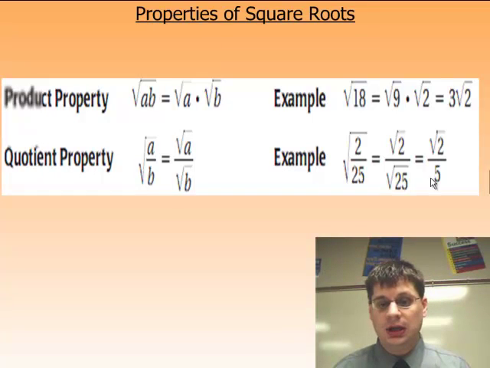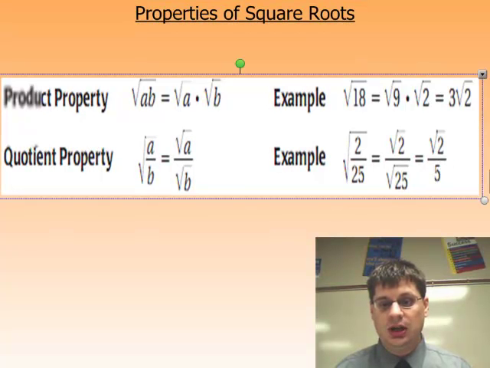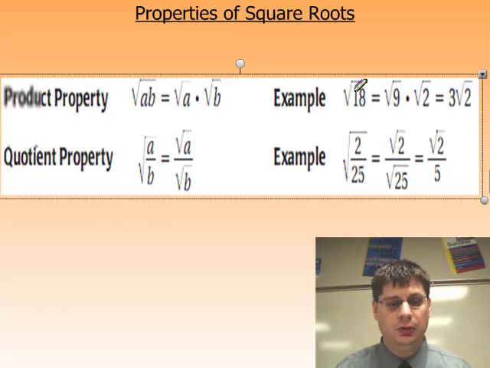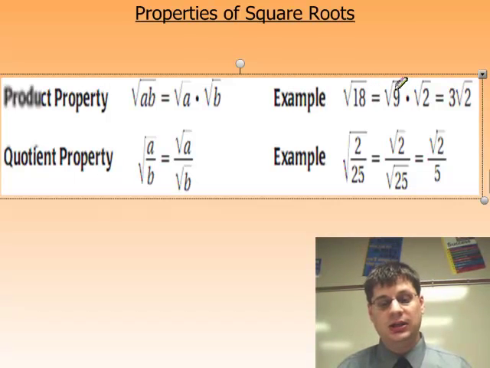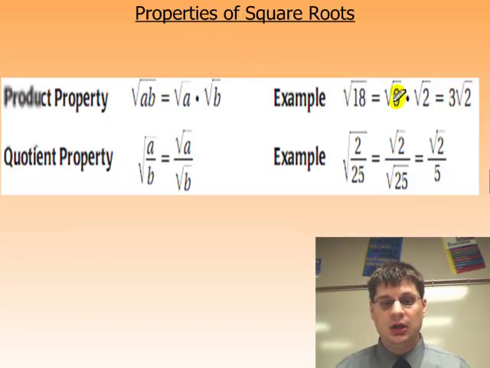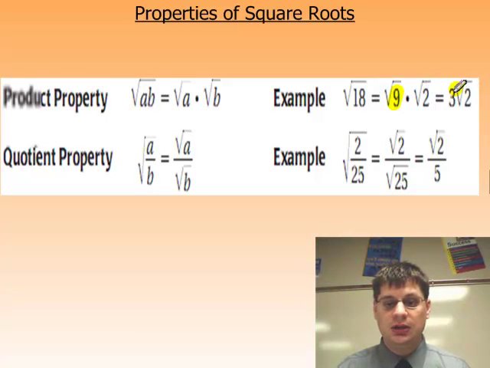So for example, if you have the square root of 18, we're going to want to simplify it by taking out any perfect squares. For example, we know that 9 is a perfect square, and 9 times 2 gives you 18. So since 9 is a perfect square, that's 3 times 3. So we take the square root of 9, which is 3, and multiply that with 2, giving us 3 square root 2. And that's a simplified square root.